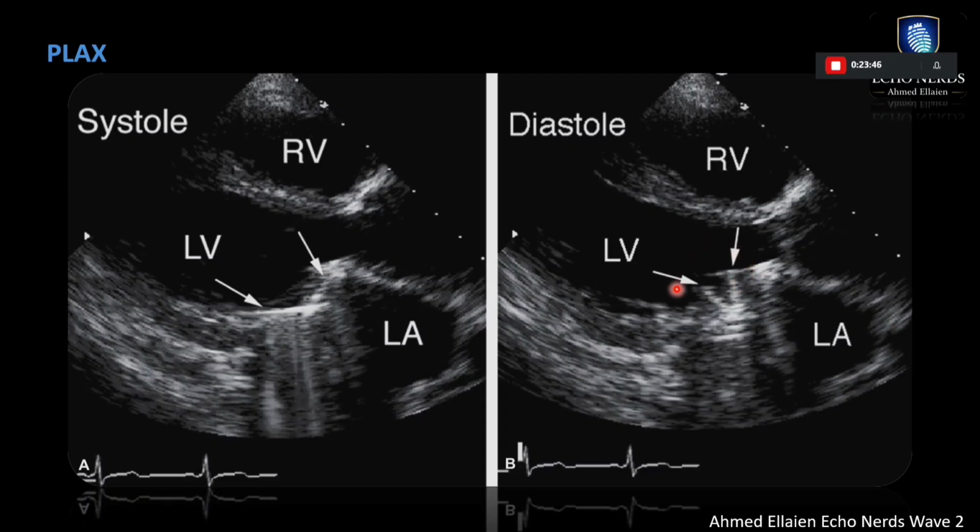Here are images of a mechanical bileaflet valve in parasternal view in mitral position. During diastole, the valve is opened and the discs are upright, and blood can move from the left atrium into the left ventricle, while this wide V shape means that the leaflets are closed, they are resting over the ring of the prosthesis. So this is systole and this is diastole.